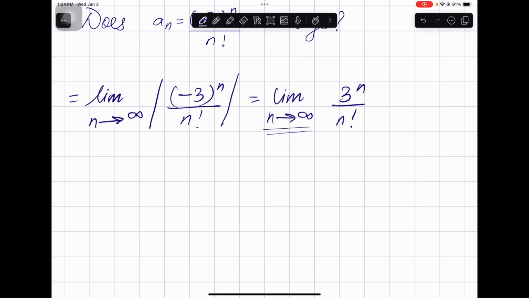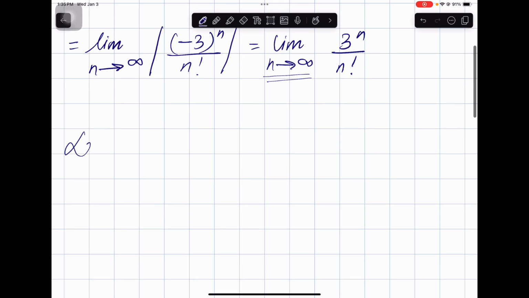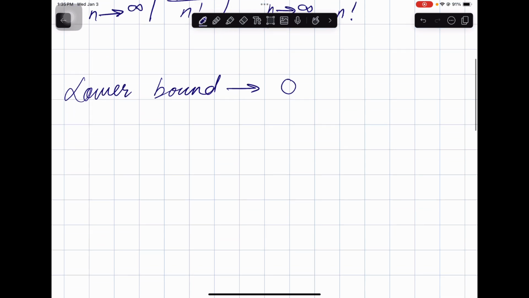Whatever number you use from 1 to infinity, this term will always be a positive term. It starts from 3 over 1 and then goes on and on, but all the other terms will also be positive. So we can say that the lower bound is 0 for this. Now we need to find an upper bound to use the squeeze theorem, right?